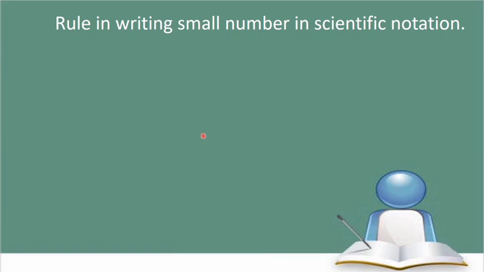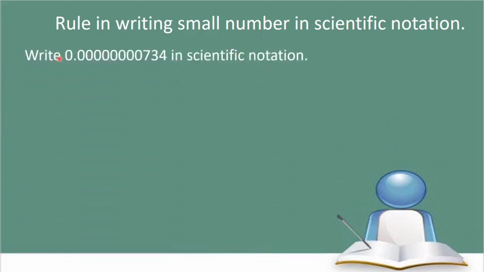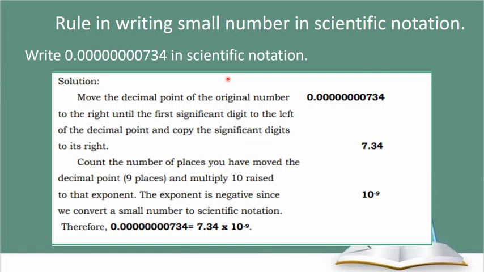Now, let us have the rules in writing small numbers in scientific notation. So let us have this problem. Write 0.0000000000734 in scientific notation. So we have a very small number. How are we going to write it in scientific notation? So this will be our solution.